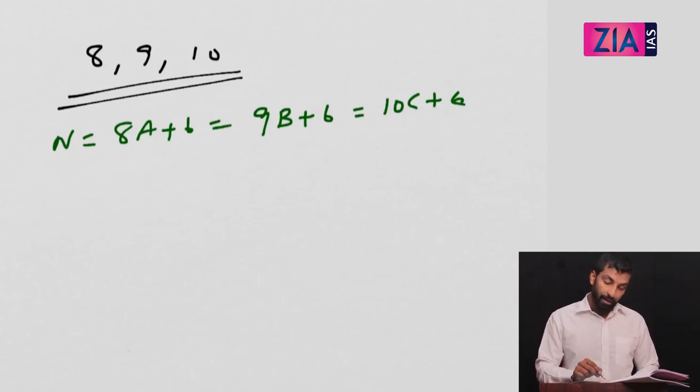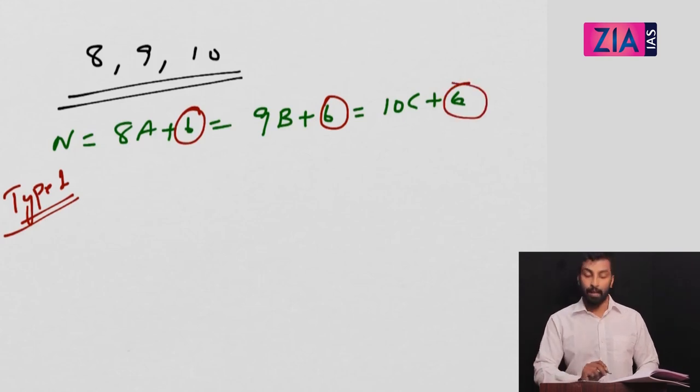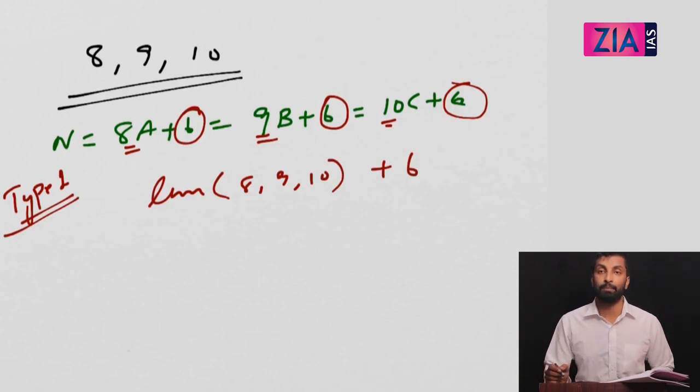We have discussed the same question. What is common here? This is type 1 that we have discussed. Pattern type 1 in division questions. What is that? Remainders are the same. In all cases, the remainder is the same. But obviously the divisors are different. What is your answer? LCM of 8, 9, 10 plus 6. This is also an application of LCM. That's why I put this question, right? So LCM of 8, 9, 10 plus 6.